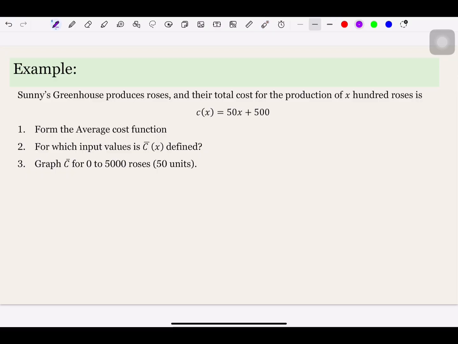By the definition, we know that C bar of x is equal to C of x divided by x, the total cost divided by the number of units. Here there's a mistake, so this should be a capital C. The total cost is given by the function 50x plus 500, and you have to divide it by x. This expression gives us the average cost to produce one unit of x, or one set of 100 roses.